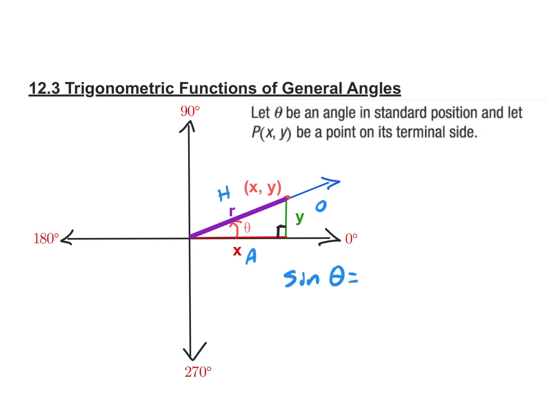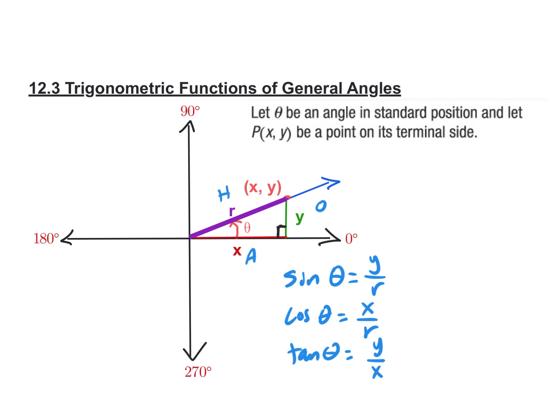Somebody want to volunteer it? What is it? Alejandro, what do you got? y over r. How many had that? Okay. So what's the cosine of theta? x over r. Tangent of theta. y over x. Okay. So those are the first three. Any questions about those? No.